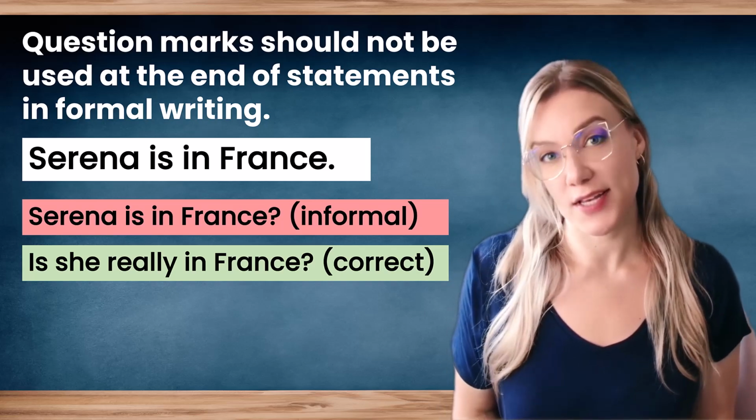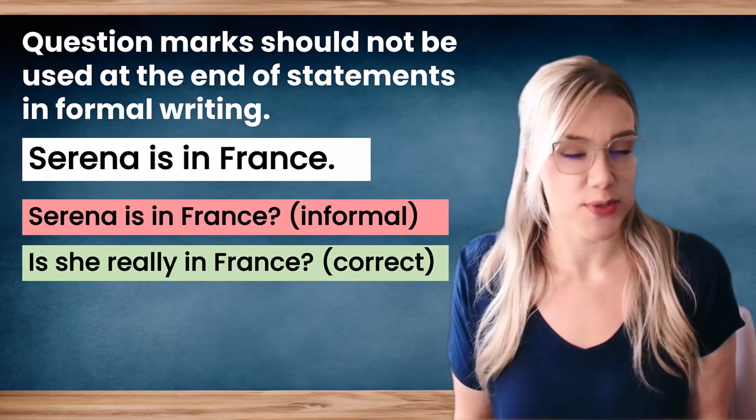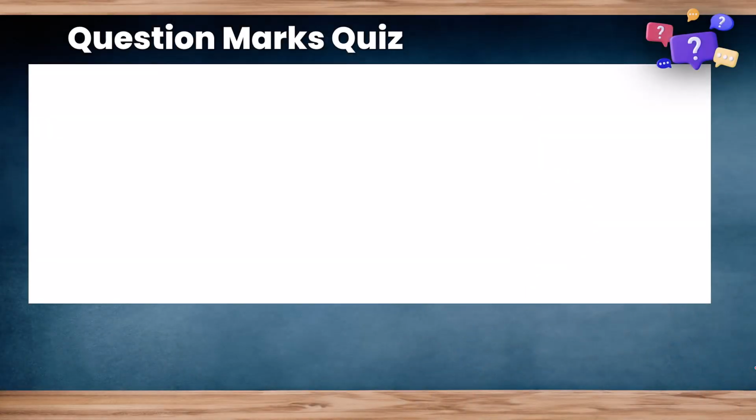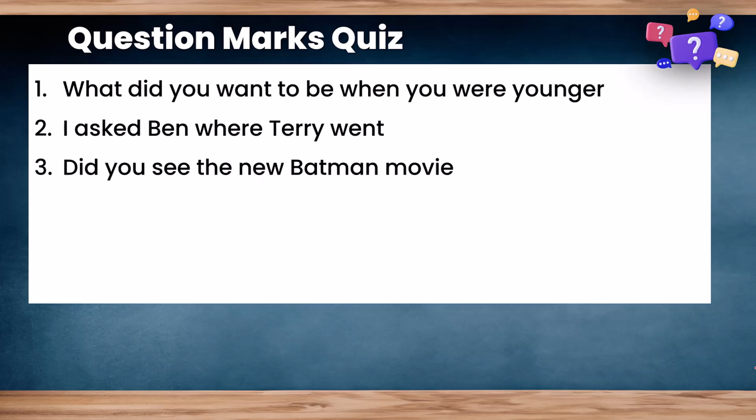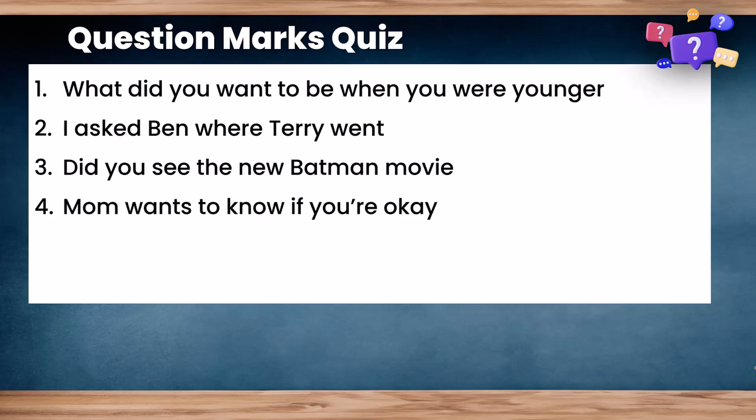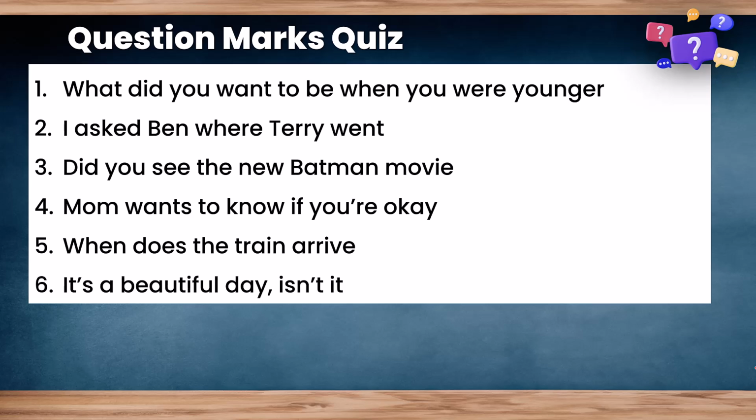So now we're going to do a quick quiz to test your knowledge on what we just learned with question marks. There are 6 exercises in total, and you must choose whether we end the sentence with a question mark or a period. Number 1, what did you want to be when you were younger? Number 2, I asked Ben where Terry went. Number 3, did you see the new Batman movie? Number 4, Mom wants to know if you're okay. Number 5, when does the train arrive? And finally, number 6, it's a beautiful day, isn't it?